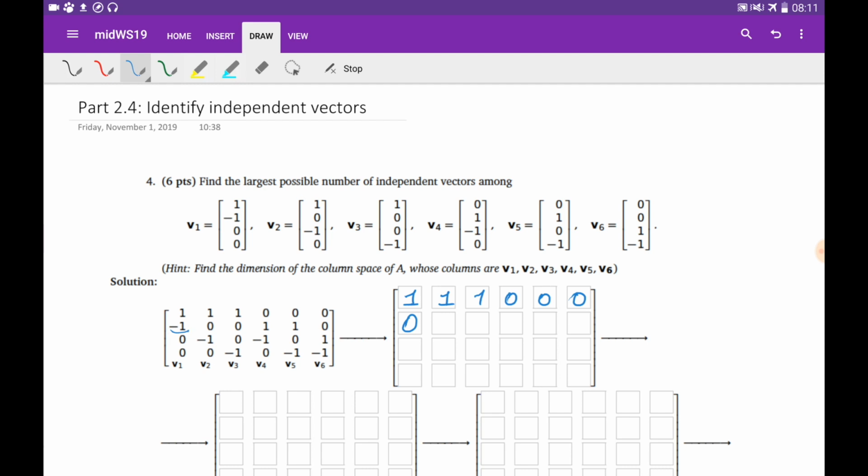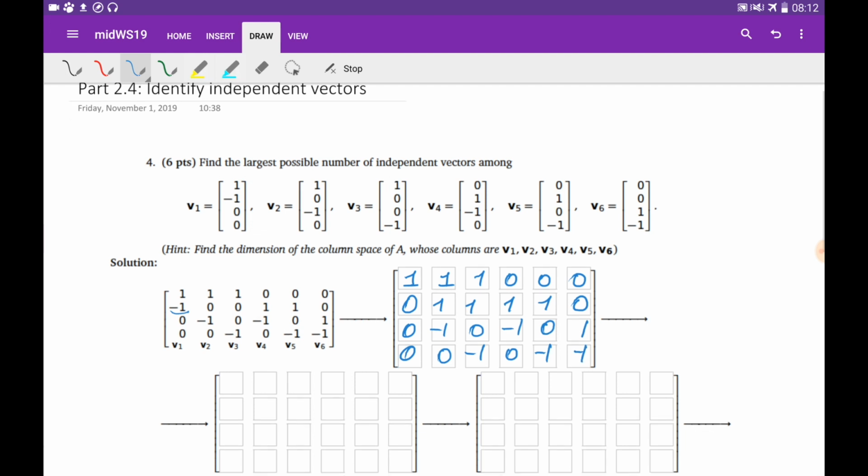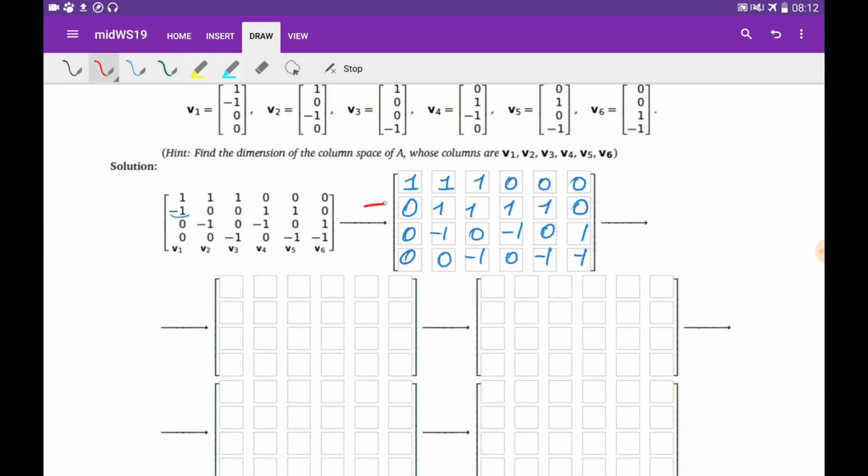So the first row is multiplied by 1 and added to the second: 1, 0, 1, 1, 1, 1, 0. And I just copied the last two rows. It's going to be 0, minus 1, 0, minus 1, 0, 1, 0, 0, minus 1, 0, minus 1, minus 1. Now we need to go to the second row, choose the pivot, and eliminate all the entries below this.